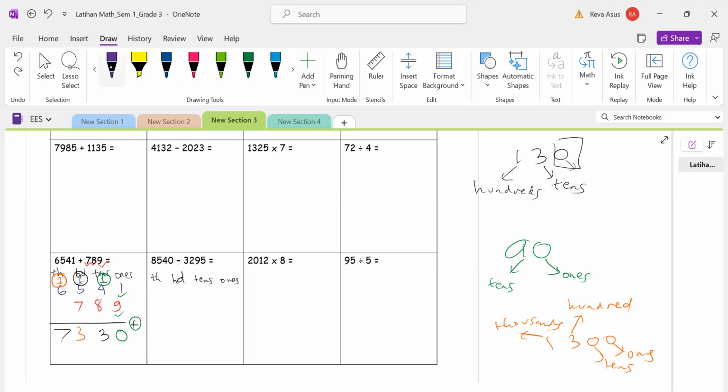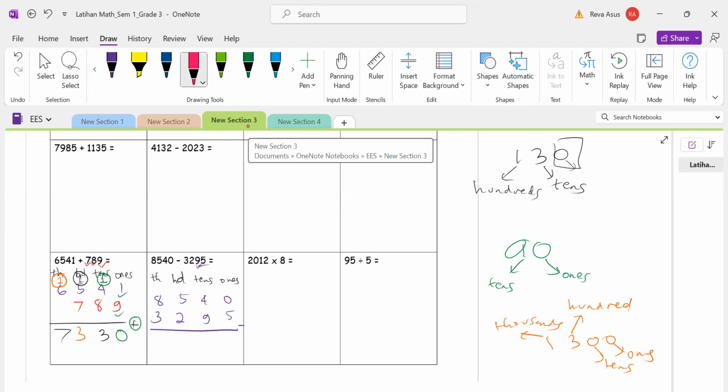And then we have the first number, 8,540. The second number is 3,295. 3,000 at thousands, 200 at hundreds, 90 is at tens, 5 is at ones. We need to minus it.